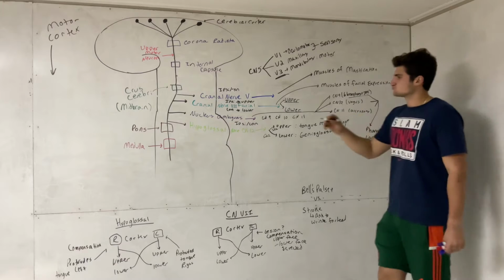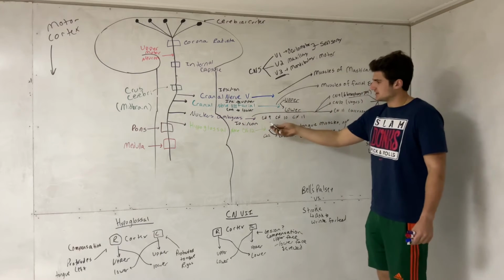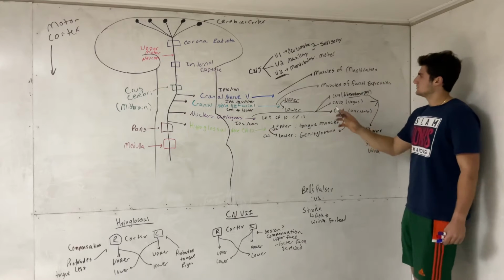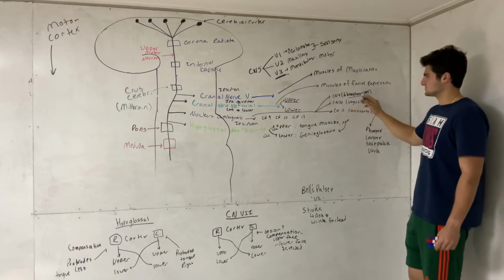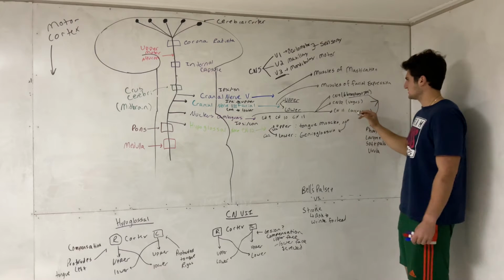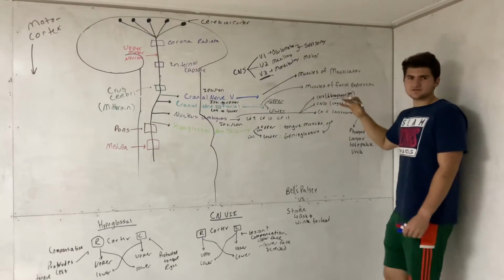Okay, so now, as we said, we continue down the nucleus ambiguus. We have cranial nerve 9, 10, and 11. Fine. Now what? So cranial nerve 9 is going to be the glossopharyngeal. Cranial nerve 10 is going to be the vagus. And cranial nerve 11 is going to be the accessory. What do these 3 nerves do?